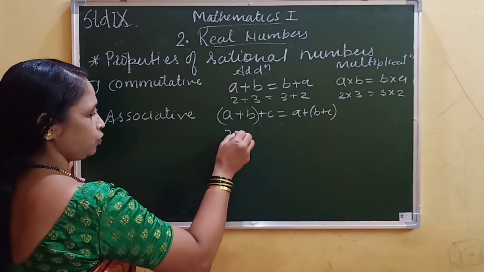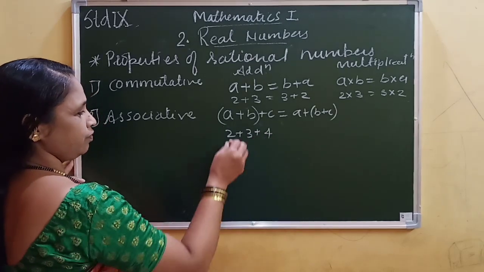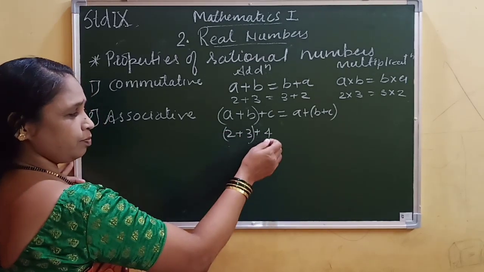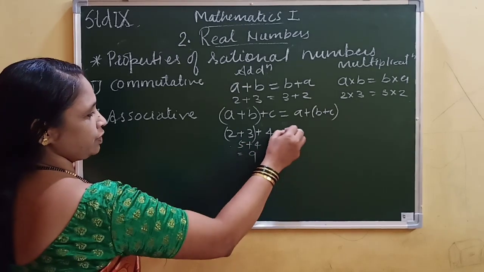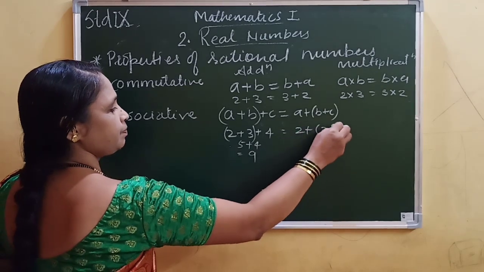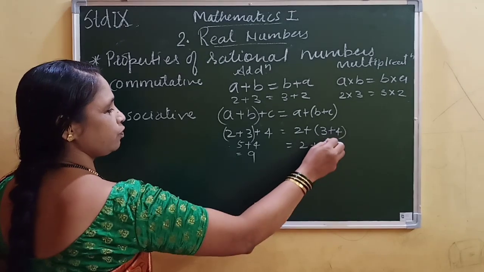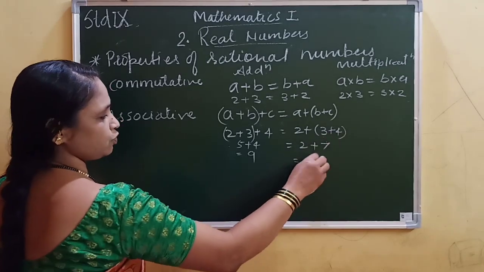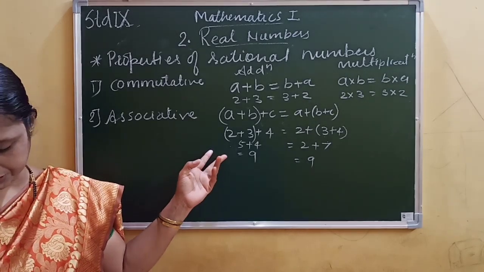Means see, we have 2 plus 3 plus 4. Now we have added 2 plus 3. 2 plus 3 is 5, 5 plus 4 is 9. Now here, 2 we have kept as it is and added 3 plus 4, which is 7, and 7 plus 2 is 9. So this is the associative property of addition.